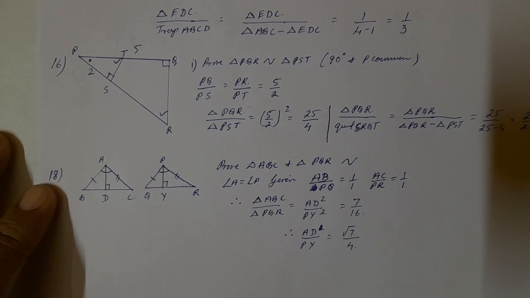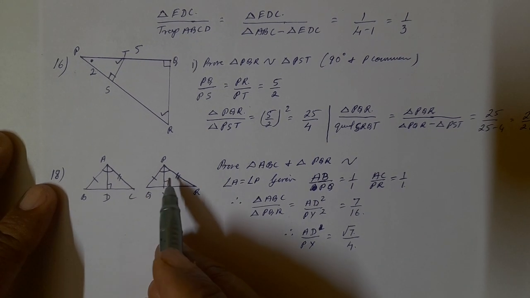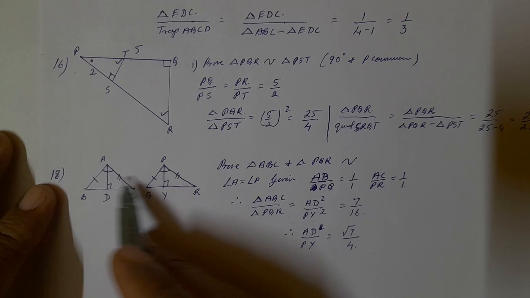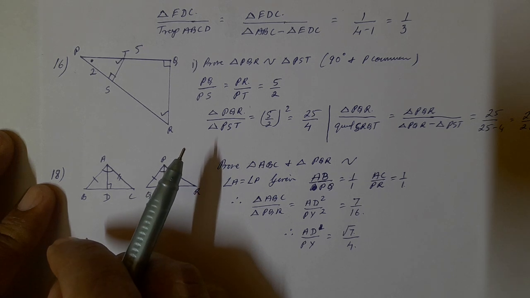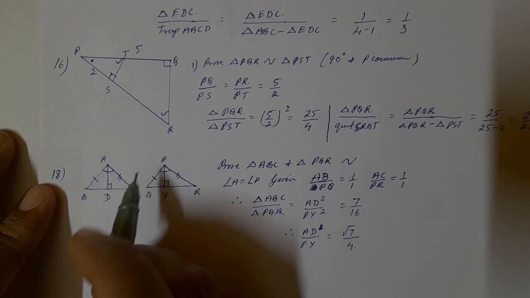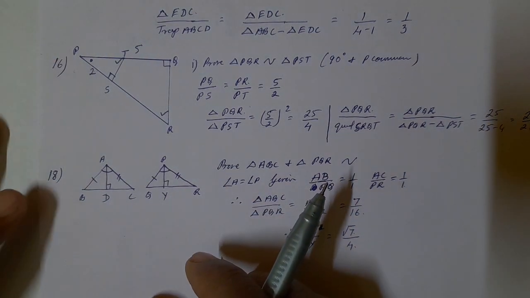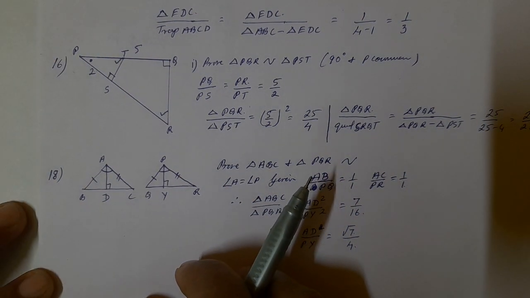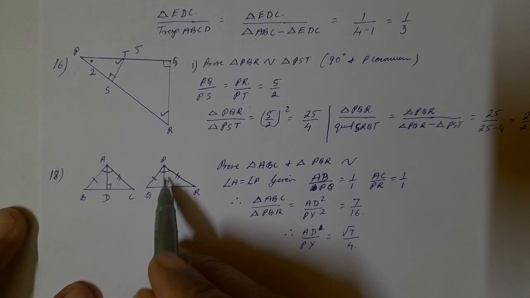Anyway, now it says two isosceles triangles have equal vertical angles. These are two isosceles triangles. This side equals this side, this side equals this side, and the vertical angles are equal. The areas are in the ratio 7:16, sorry, 7:16. Find the ratio of the corresponding heights. That means you have to find this ratio of the corresponding heights.